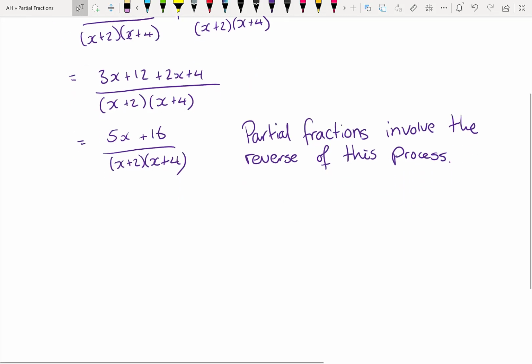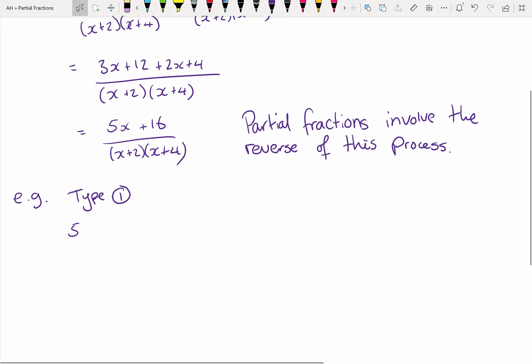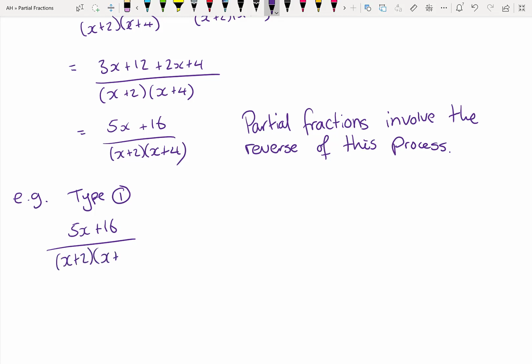Okay, so for example, looking at our distinct type, sometimes you see them referred to as type 1 as well, now we're going to take a fraction and let's stick with 5x plus 16 over x plus 2, x plus 4, and then we can see whether or not it works out. So what we're going to do is we're going to say, right, well, we must have started with two fractions here. It must be something over x plus 2 plus something else over x plus 4.